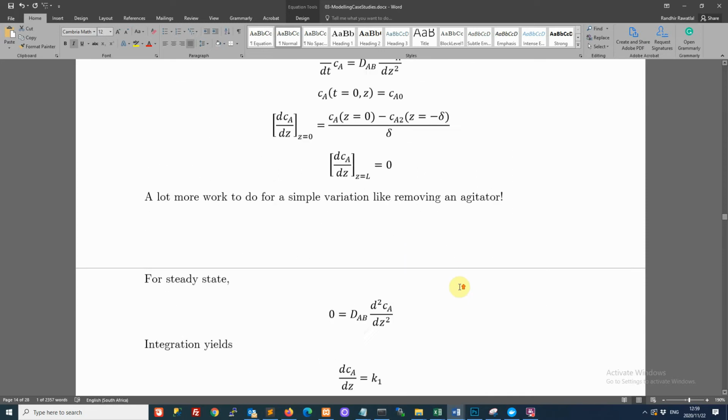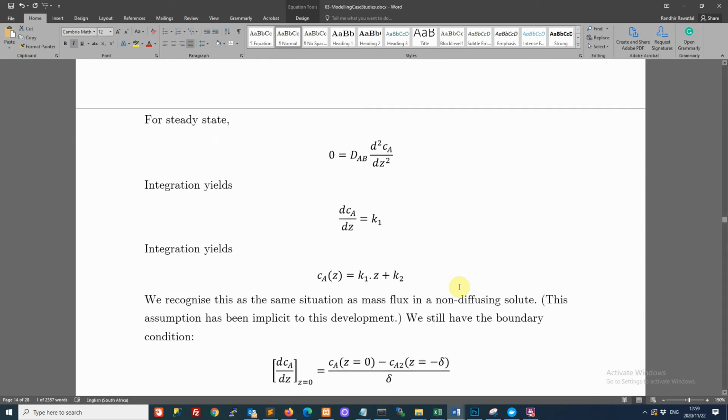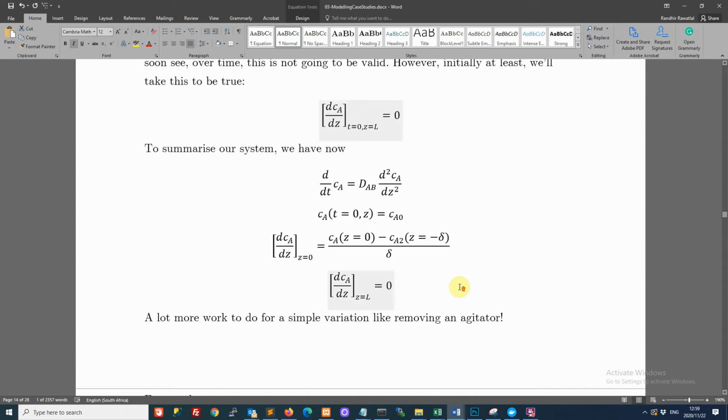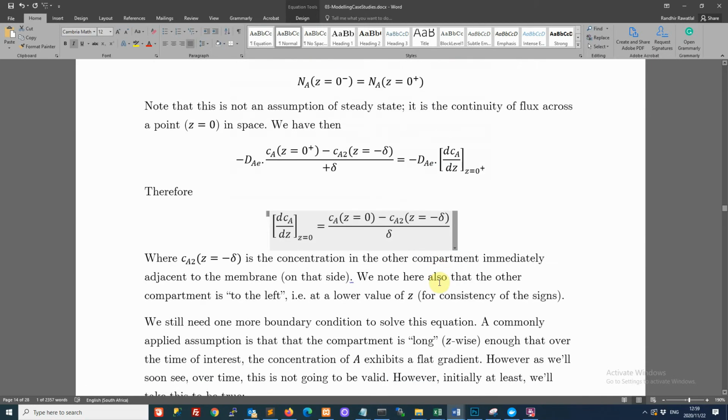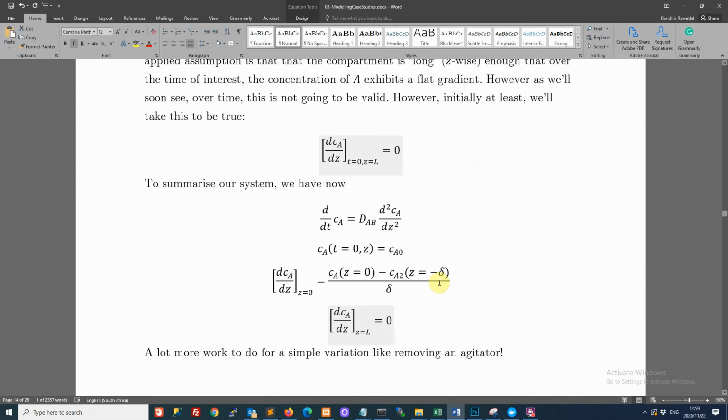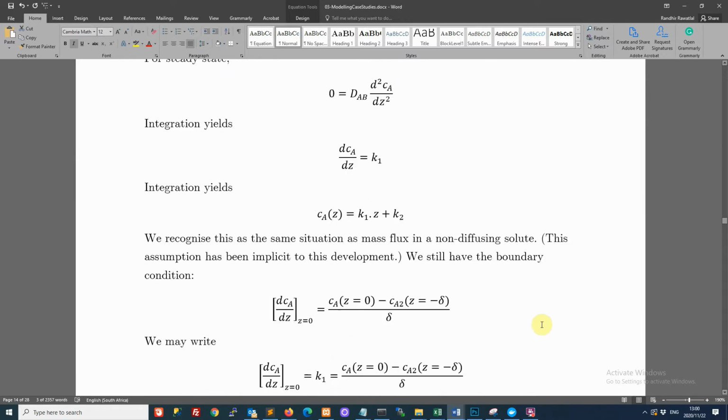Okay, so that's how you can solve the steady state version of this equation. But let's go back to the unsteady state version of this equation now. In the unsteady state version, we have this balance, and we've got these conditions. This one we are a bit wary of, so let's not use this boundary condition. Let's not assume that it's a flat gradient at the end. So we've got two boundary conditions here.